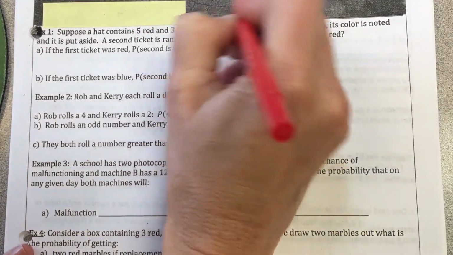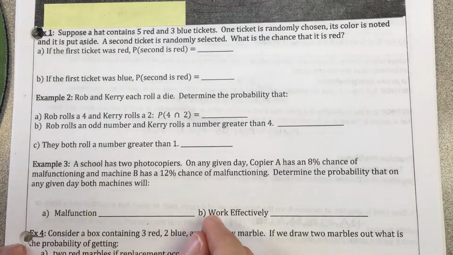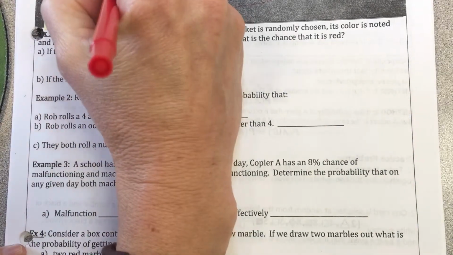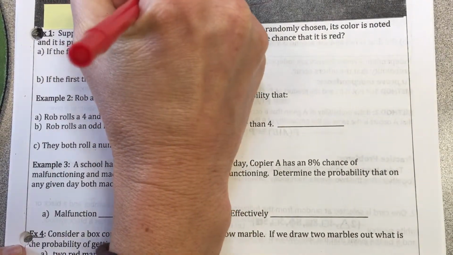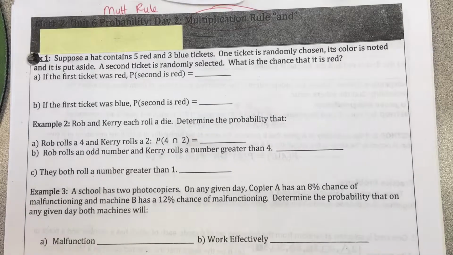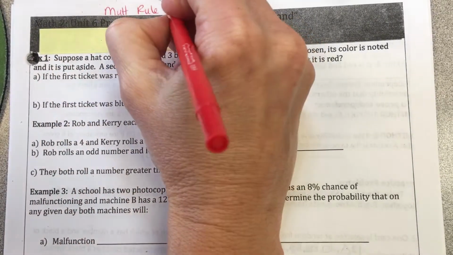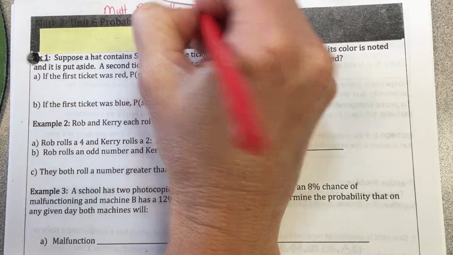So today it's called the multiplication rule, and I'm sorry you can't see that. You're always welcome to write it at the top of your paper. So today we're doing the multiplication rule. You use this rule when the question is an "and" question.